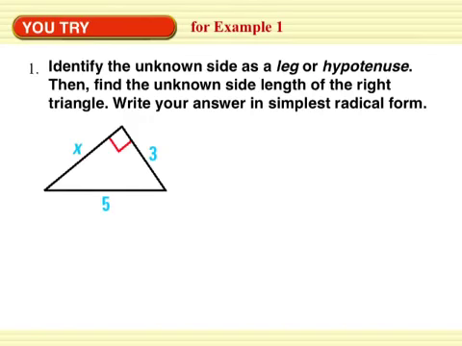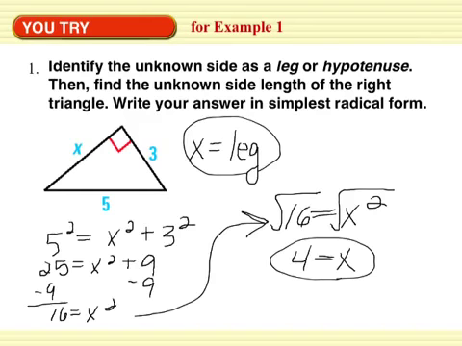You try. Identify the unknown side as a leg or hypotenuse. Then find the unknown side length of the right triangle. Write your answer in simplest radical form. That means keep it in a square root. Push pause and go ahead and try it. Okay, X is a leg, and it is equal to 4.